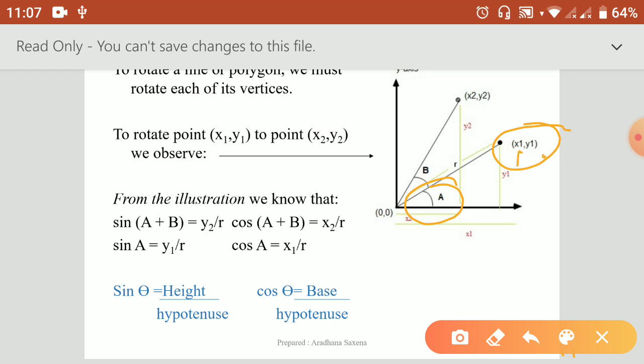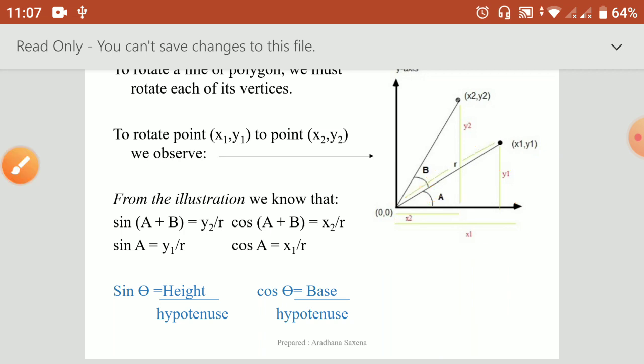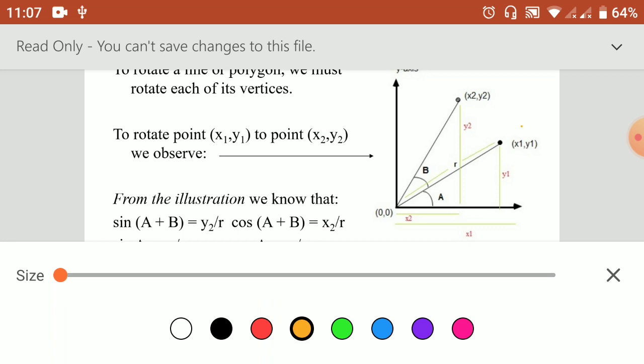You can see through the diagram that this value is y1, and this value is x1. Then sin A will be, sine is height upon hypotenuse, so sin A equals y1 upon r, where the hypotenuse value is r. And cos A is base upon hypotenuse, so cos A will be x1 upon the same r. When the coordinate is shifted with angle B, the coordinate x1 y1, which is at angle A, is now rotated with angle B and reaches point x2 y2.